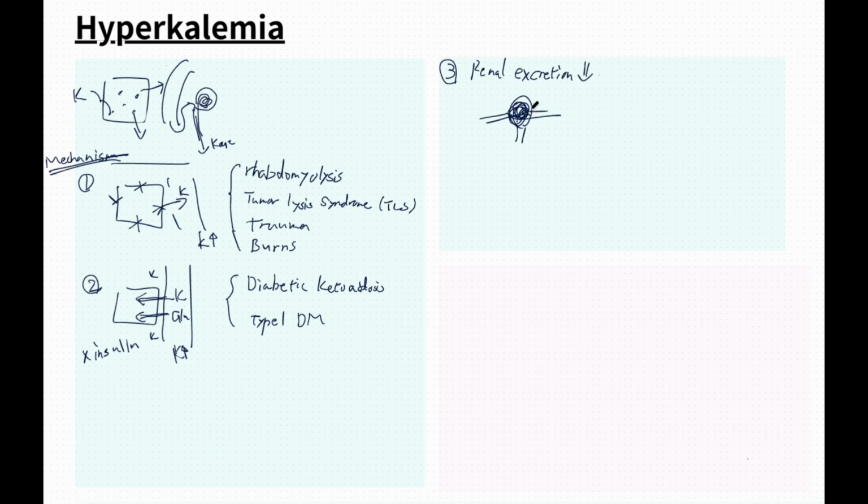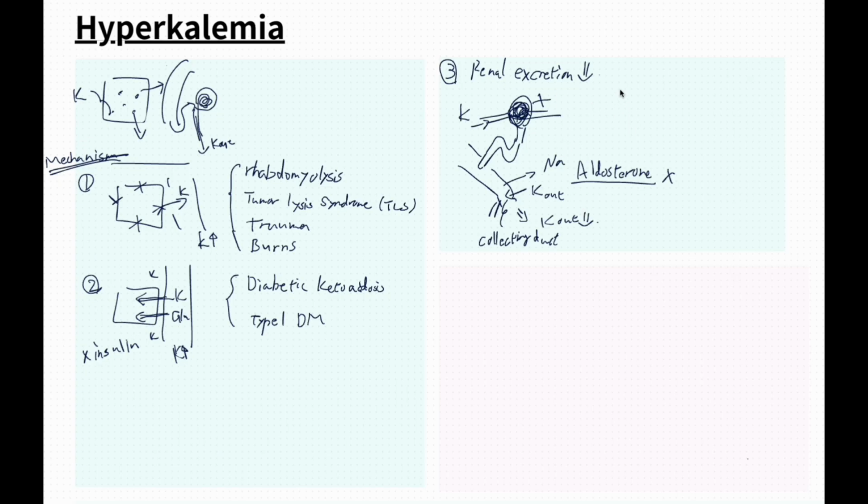The kidneys are essential for potassium homeostasis. In the collecting duct, aldosterone enhances sodium reabsorption while promoting potassium excretion into the urine. When aldosterone activity is reduced or when renal function itself is impaired, potassium excretion decreases. This is why hyperkalemia is frequently associated with chronic kidney disease, acute kidney injury, and medications that interfere with the renin-angiotensin-aldosterone system.